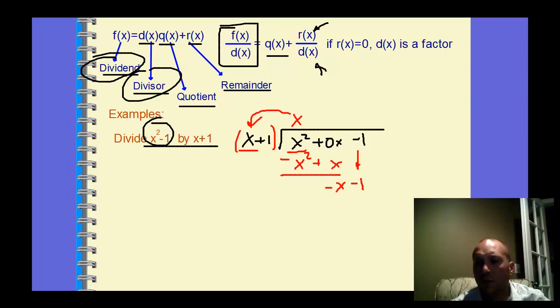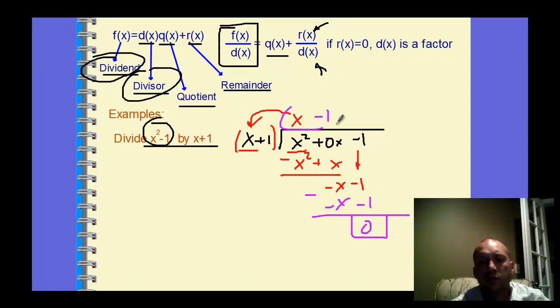So it's the same process as long dividing numbers. We just have to do it with multiple terms. So now we have negative x minus 1. So x plus 1 times what is negative x minus 1? Or x times what is negative x? Well, just negative 1. So I multiply negative 1 times x is negative x. Negative 1 times 1 is negative 1. We are subtracting these again, so negative x minus a negative x is 0. And a negative 1 minus negative 1 is 0. So we don't have a remainder here at all.